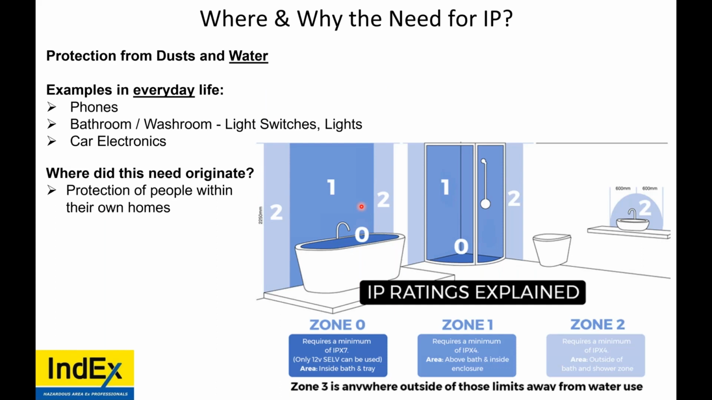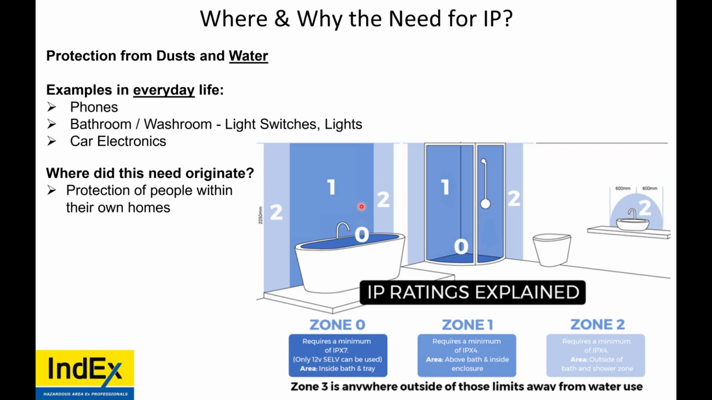So where and why the need for IP, ingress protection? We're talking about protection from dusts and waters. Examples in everyday life include our phones, within our bathrooms and washrooms, light switches, lights, outlets, GPOs, whatever someone may call them. Where did this need originate?